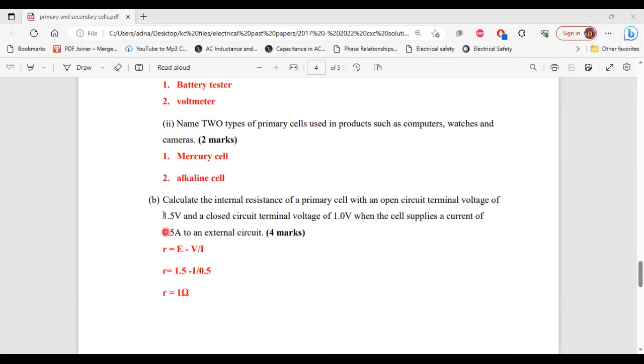For part B, it says calculate the internal resistance of a primary cell with an open circuit terminal voltage of 1.5 volt and a closed circuit terminal voltage of 1 volt when the cell supplies a current of 0.5 amp to an external circuit. So R is equal to E minus V divided by I. So that is 1.5 volt minus 1 volt divided by 0.5 amp. That will give us 1 ohm. All right, so that's it for this question.